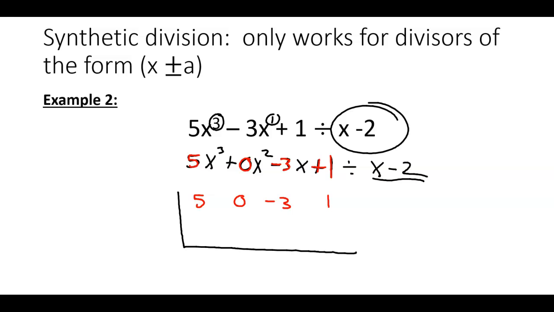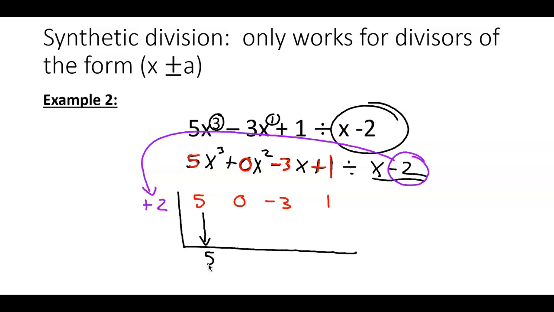And then we're going to take this guy, and we're going to take the opposite sign of that. So the opposite of -2 is a positive 2. And we're just going to go through a series of steps here repeatedly. So the first thing that we're going to do is bring down the 5. And we're just going to go through this repeated process of multiply, add, multiply, add, multiply, add.